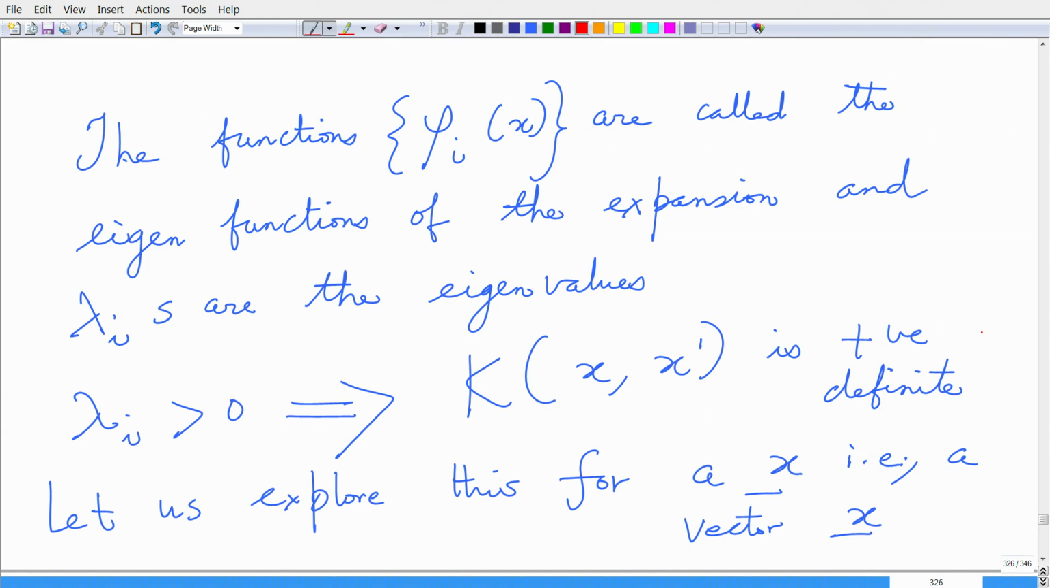Now, these functions phi I of x are called the eigenfunctions of the expansion, with the corresponding eigenvalues lambda i's. So, lambda I and phi I are like the eigenpair. We assume lambda I is greater than 0, strictly positive, and then this kernel k of x comma x prime is positive definite.